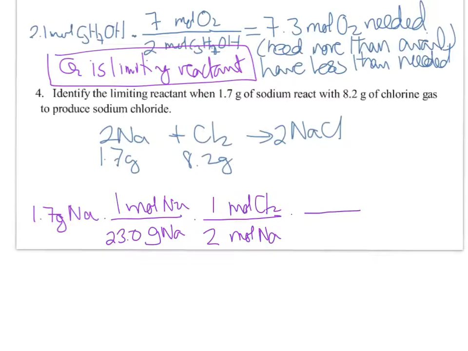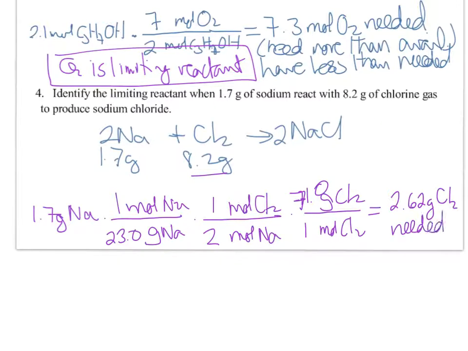Then finally, because this number's in grams, I'm going to go from moles of chlorine to grams of chlorine. Watch out that that's Cl2, not just Cl, so you need to double the molar mass of a Cl. So 71.0 grams per 1 mole. You punch that into your calculator. You get 2.62 grams of Cl2 needed. Always write needed at the end. So whenever you start with one of your reactants, solve for the other reactant, write the word needed.